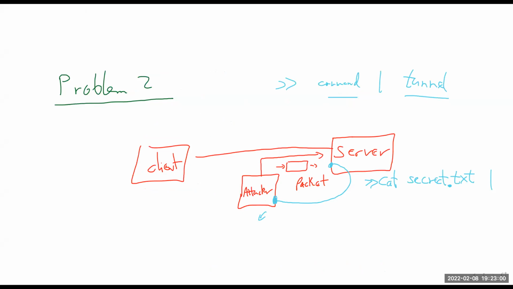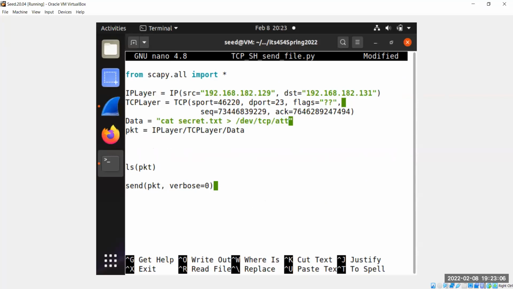I'll just put attacker IP to make it a little bit clearer. And then over here, you can set up a port number, port 9090. Basically, that's where you want to connect to. Does this make sense? All right.